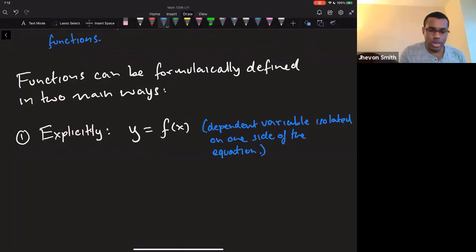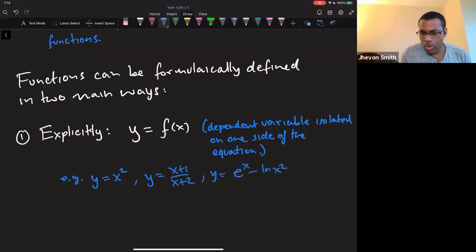Y equals, for example, y equals x squared, y equals x plus 1 over x plus 2, y equals e to the x minus ln x squared, etc. A lot of stuff. Once you have y equals and there are no y's on the other side, it's a function and it's explicitly defined. And we know how to deal with these already.